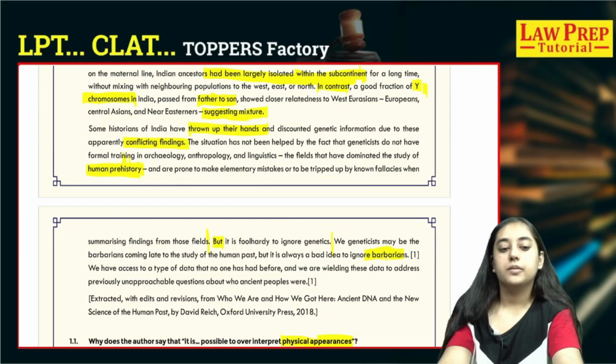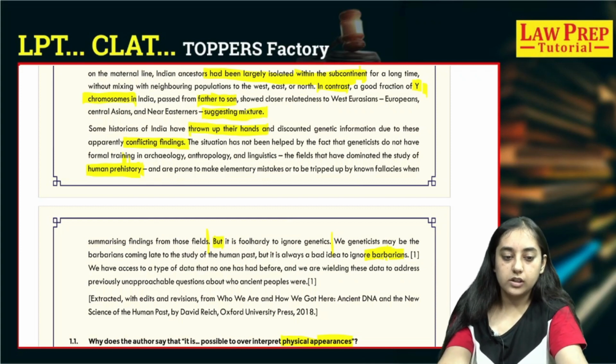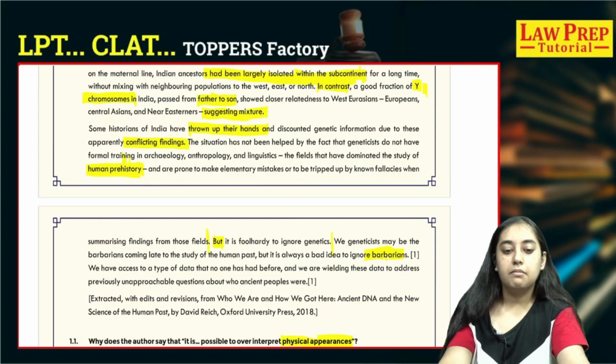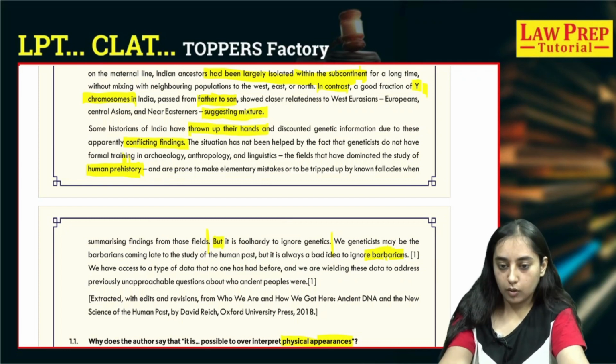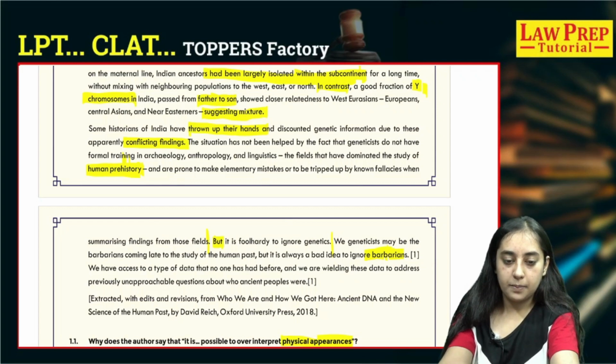So it is saying that barbarians here is not literally used for the geneticists. It is just a metaphorical use of the term, that we might have started studying the human history, the human past very late, but you cannot ignore us. Why can't you ignore us? We have access to a type of data which no one has had before.